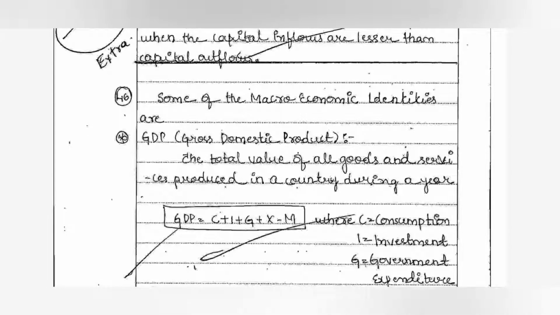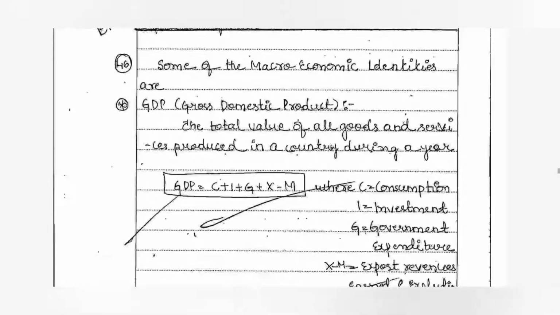This is a 6-mark question. The question is: explain the macroeconomic identities. Some of the macroeconomic identities are GDP, which is gross domestic product. This is also a very important question. GDP is the total value of all goods and services produced in a country during a year. So GDP is equal to consumption plus investment plus government expenditure plus export minus import. That is the GDP.